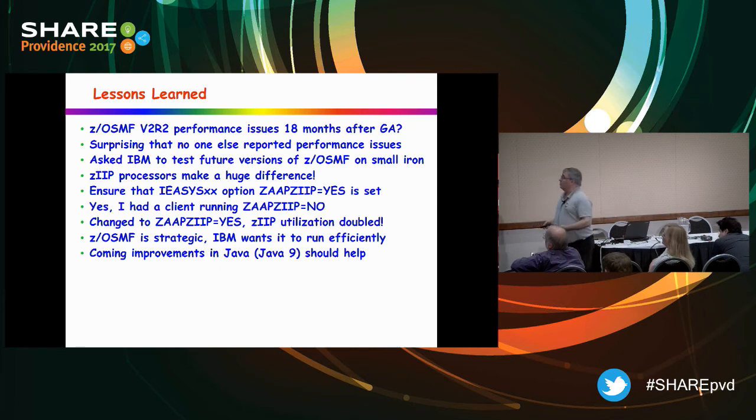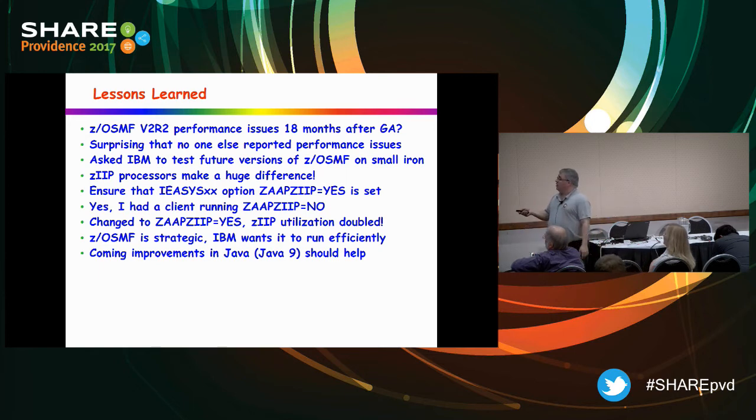So what are the lessons learned? I was kind of surprised that I was the first one to bring this up 18 months after GA. What I recommended to IBM is to test future versions on small iron, or better yet, on a ZD&T like me. zIIP processors are going to make a huge difference for you, and make sure that your zAAP-on-zIIP equals yes is set. Believe it or not, at one of my clients, it was no. We changed it to yes, their zIIP utilization doubled, their bill went down, they were happy.